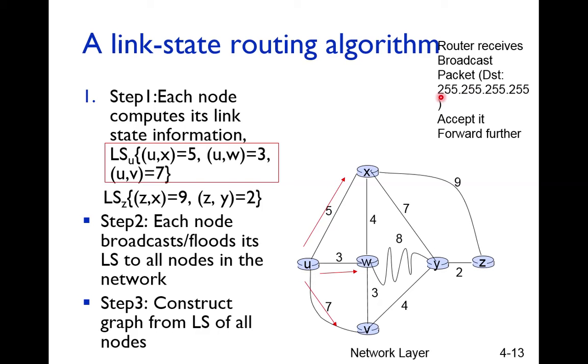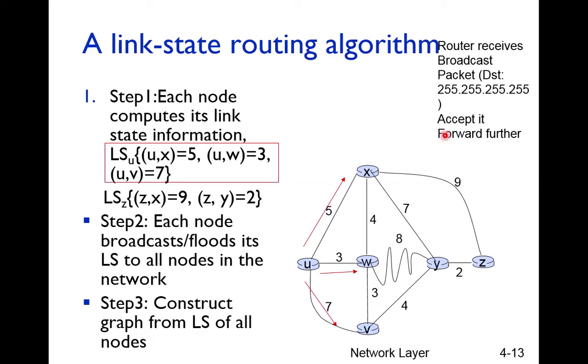And when a packet has a destination address 255, what does it mean? It has two meanings. First, accept it. Every node will accept it. For example, x receives it, so it will accept it. Accept it means that it will store this information with itself. W will store this information with itself. V will store this information with itself. And the second is forward further.